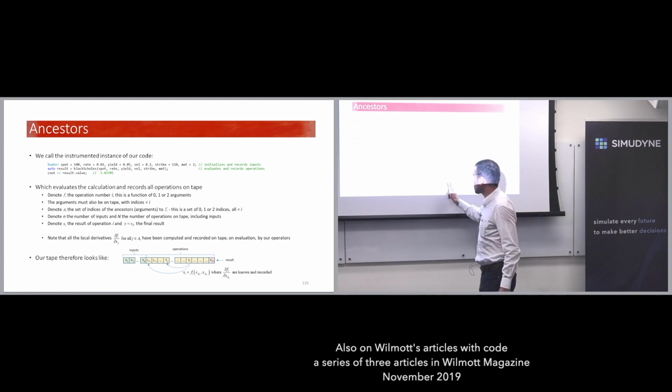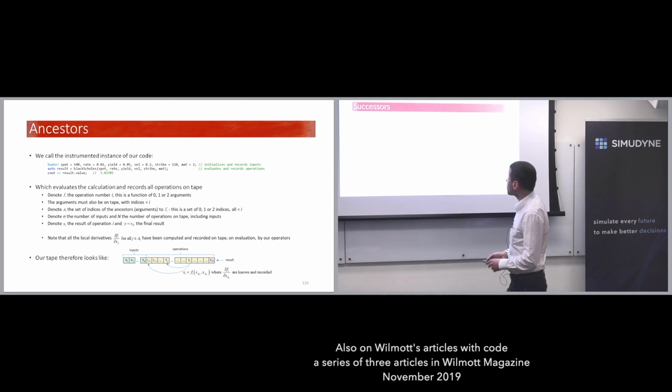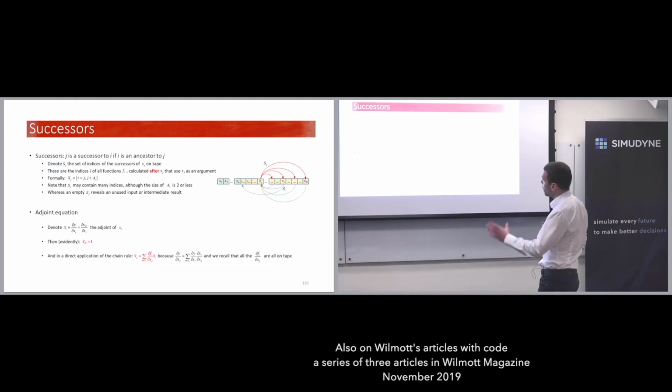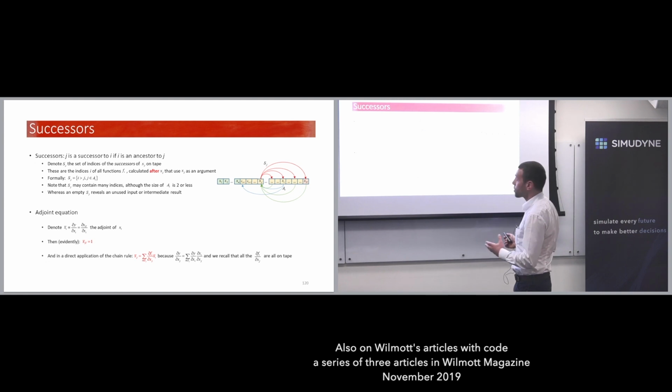So this is what our tape looks like. Now we have seen ancestors. We can also see successors. It's just the reverse. J is a successor to I if I is an ancestor to J. So here XA has 2 ancestors, this one and this one. This node has only 1 ancestor. The inputs have 0 ancestors.